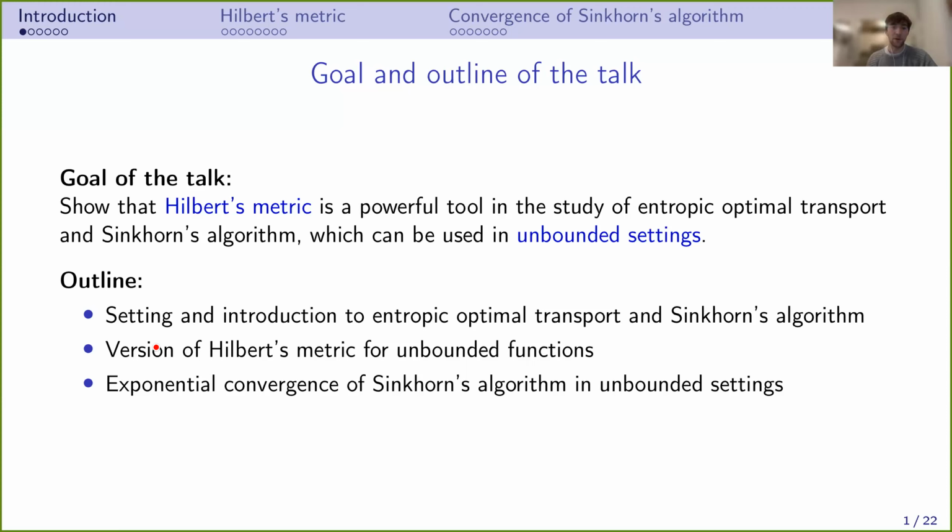So the outline is broadly as follows. First, I also want to shortly recap this intro to entropic optimal transport and more particularly to Sinkhorn's algorithm. Then I will introduce what Hilbert's metric is, and then also motivate and define this new version of Hilbert's metric, which should be suitable for these unbounded probabilistic settings. And then finally, we'll go back to this motivation by Sinkhorn's algorithm and use this version of Hilbert's metric to prove exponential convergence in such unbounded settings.